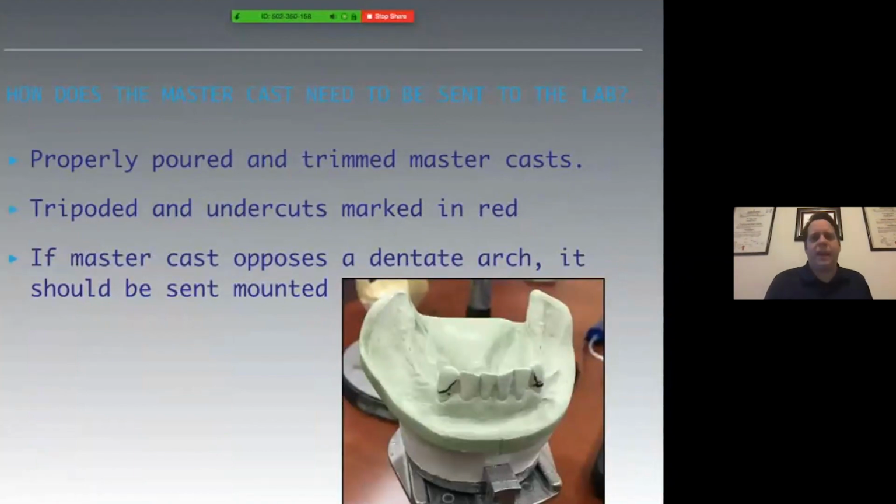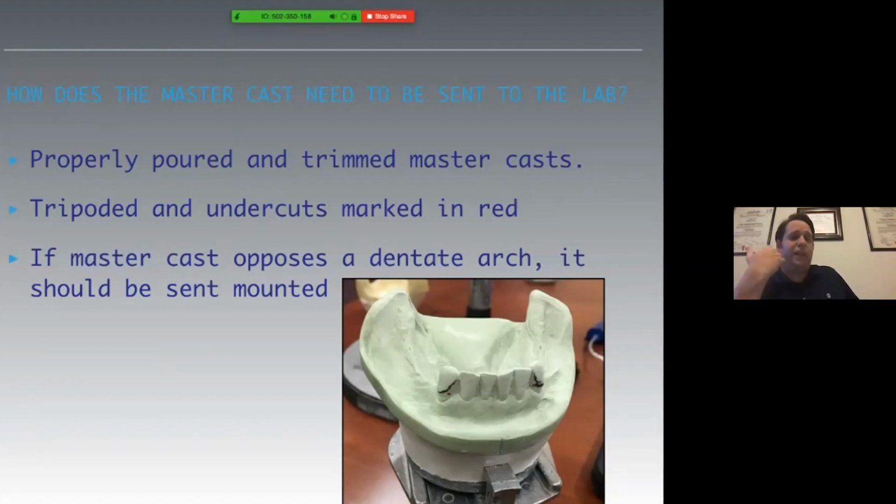When we're sending the master cast to the lab, if you're not taking digital impressions, you're basically still doing them with alginate or VPS, you need to pour them properly. And the best material to use for the master cast is die stone, basically type 3 stone. When a properly poured and trimmed master cast is done, then you're going to have a good way of allowing the lab technician to fabricate a nicely fitting framework to your patient.